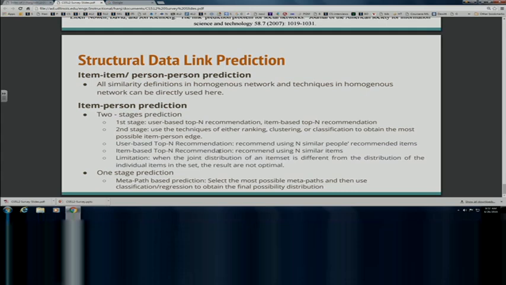Yeah. So, but it also has a limitation. When the joint distribution of an atom set is different from the distribution of individual atom sets, the results are not optimal. Actually, this happens to a lot of algorithms. And for the one-stage prediction, it just used the metapath-based prediction to select the most possible metapaths, and they use classification regression to obtain the final possibility distributions.